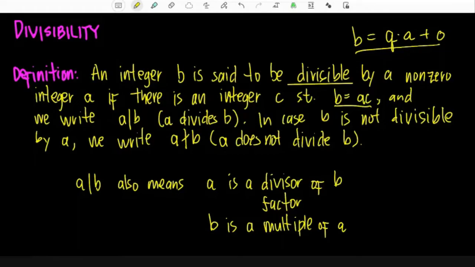In other terminology, sinasabi rin natin na ang A divisor ni B, or ang A factor ni B, or si B multiple ni A. Yun yung mga ibang terminology. So, this symbol A divides B is used to mean divisibility. Okay? So, ang ginagamit natin, yung vertical, parang nakatayo na bar, na parang sa absolute value.